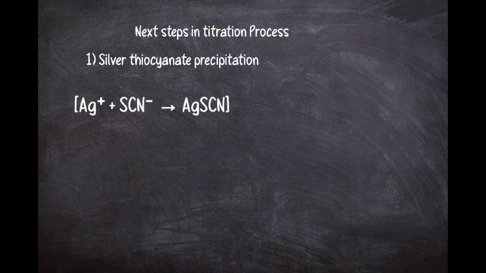After the formation of the silver chloride precipitate, the solution is titrated with the potassium thiocyanate solution. The unreacted or excess silver ions in the solution now react with thiocyanate ions, leading to the formation of a silver thiocyanate precipitate. This precipitate has a distinctive pale yellow color, serving as a visual indicator of the ongoing chemical reactions. As you can see from the equation, silver ions are reacting with thiocyanate ions to produce the silver thiocyanate precipitate.